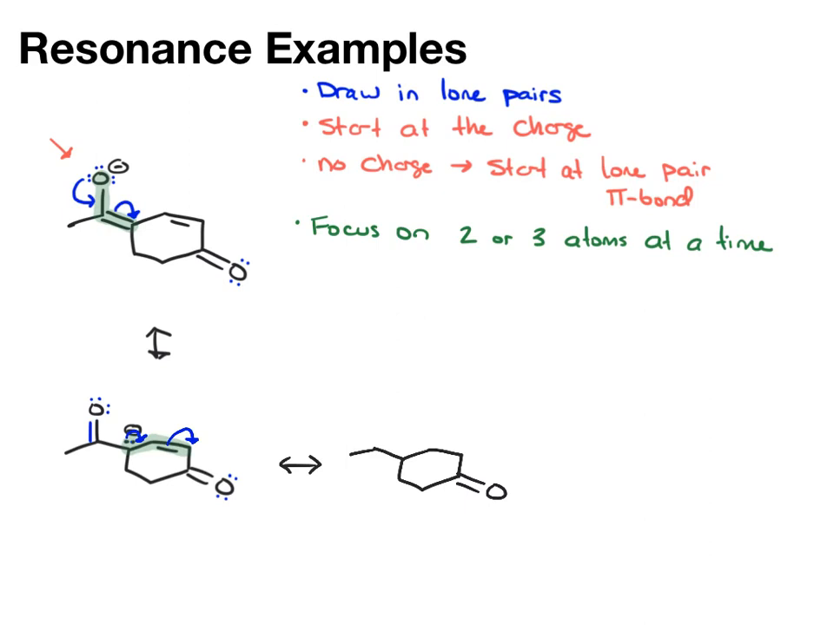Everything else stays the same. Here's my new double bond, new lone pair. All right, so now, once again, start at this charge, and I can find another 3-atom system right here. So that's where I'm going to work here. Move this pi or lone pair to here, and push the pi bond up onto the oxygen as a 3rd lone pair.